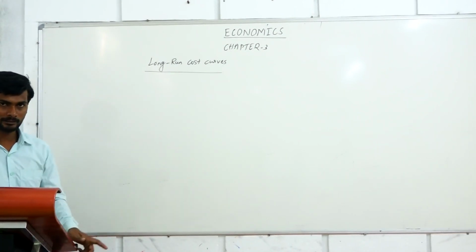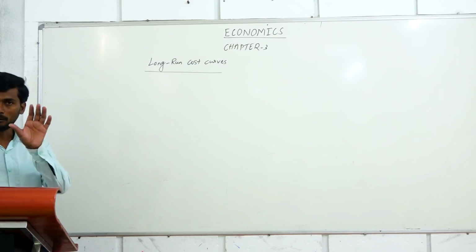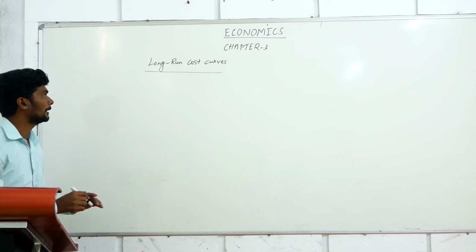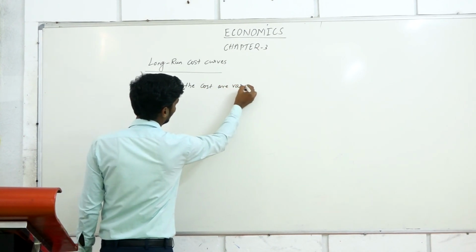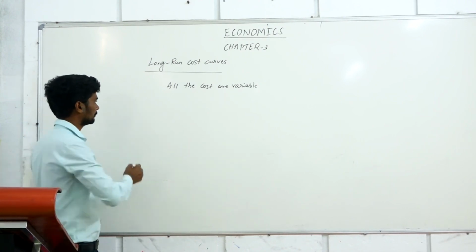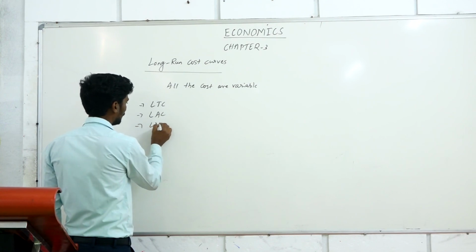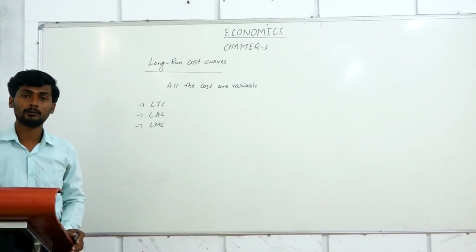In the long run, as I told you just now, there will be no fixed cost. Remember, in the long run, all the costs, all the factors of production, are variable. There would not be any fixed cost in the long run. There will be only variable cost. And in the long run, there will be only three types of cost: long run total cost, long run average cost, long run marginal cost. These are the only three costs which are available in the long run.